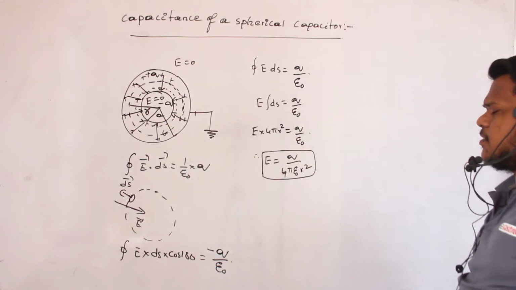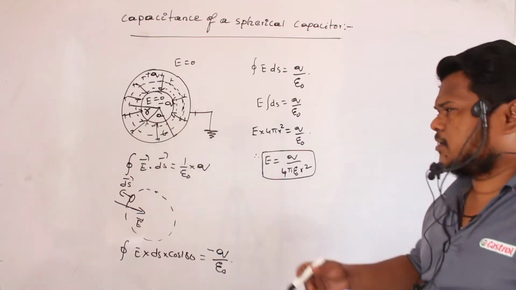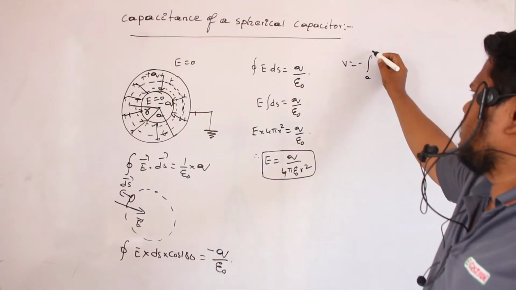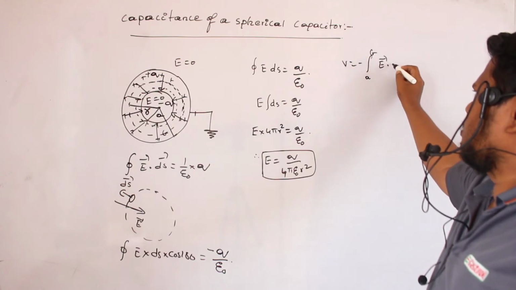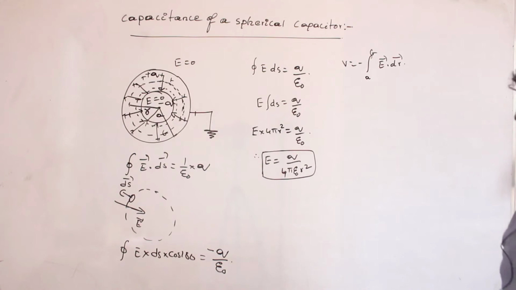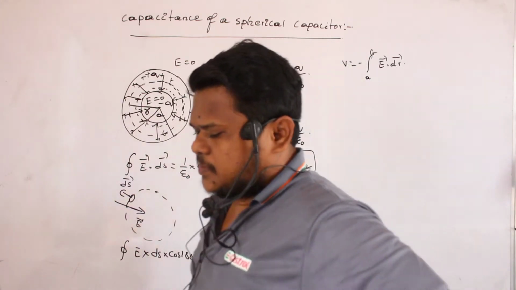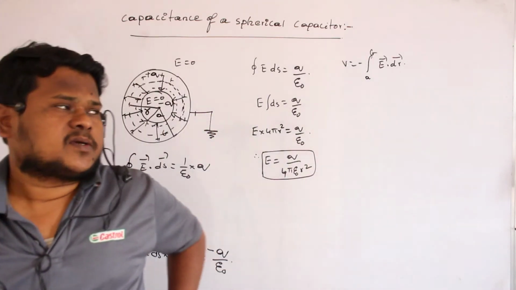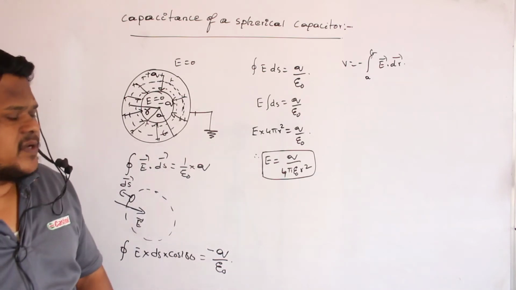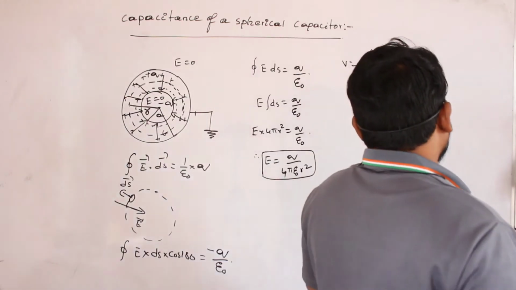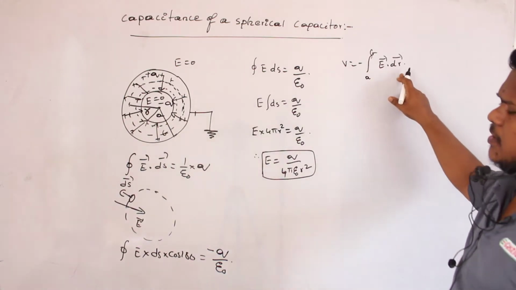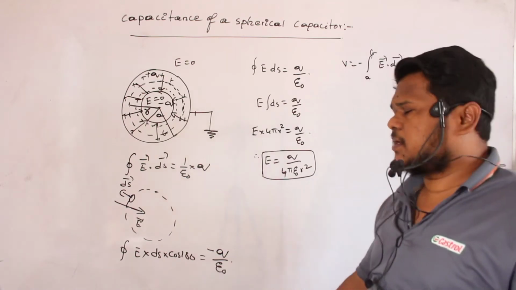So what is the relation between potential difference and electric field? Already we have studied. V is equals to minus integration from A to B of E dash dot dr dash. This is our equation for potential difference between 2 points separated by A and B. Clear? So what is the direction between electric field and dr dash? It is equals to 180 degrees.